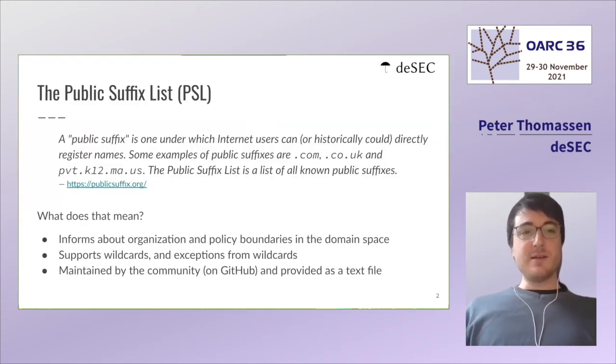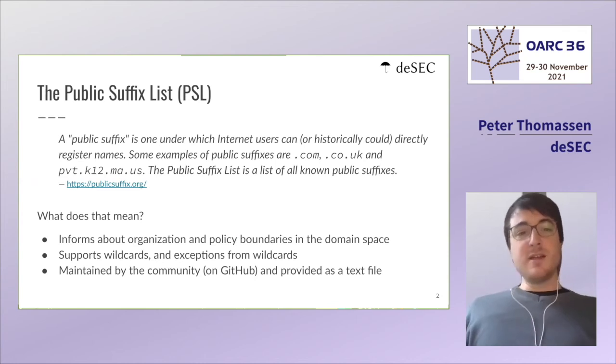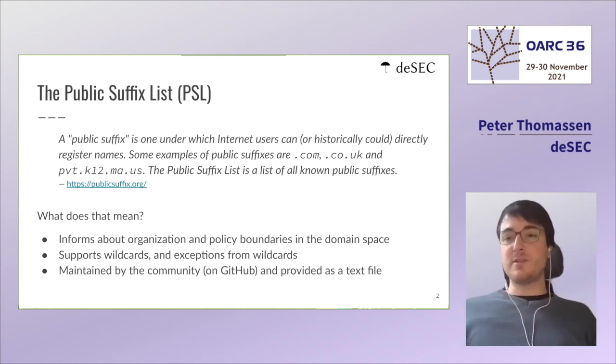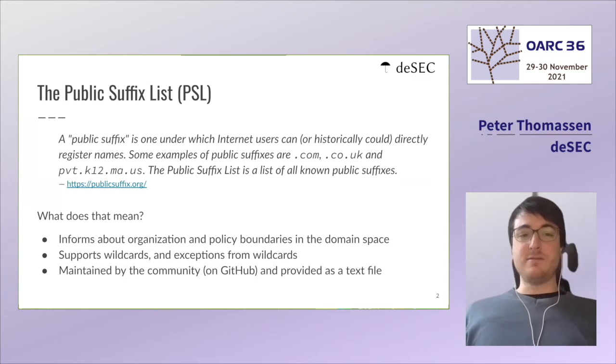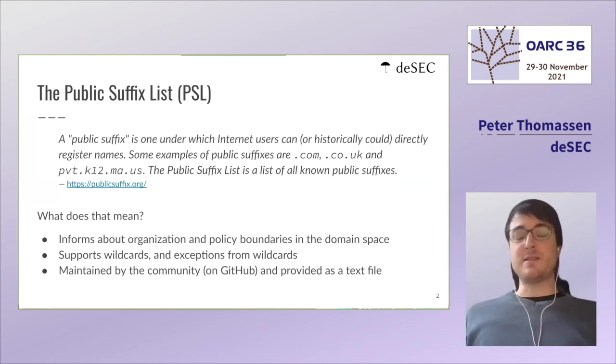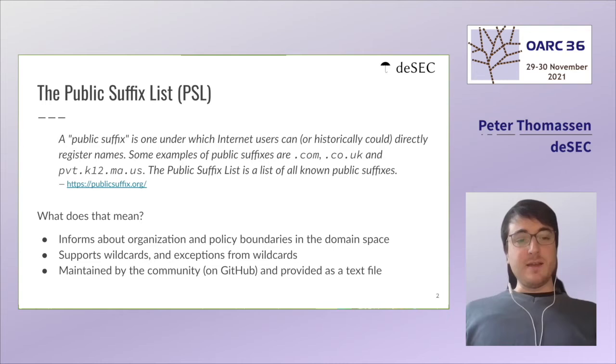So here's a quick public suffix list introduction. A public suffix is a suffix or domain suffix under which internet users can or could directly register names. Some examples of public suffixes are .com, .co.uk, and longer ones like, more common than this one probably is, s3.amazonaws.com. And the public suffix list is a list of all those suffixes that are known.